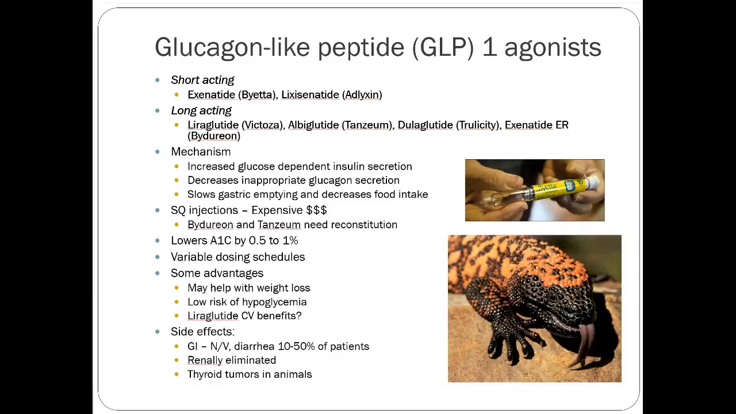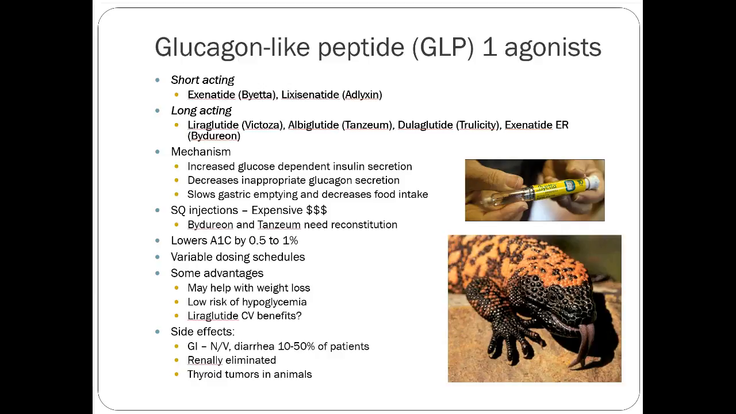Mechanism anyway. So you get increased glucose-dependent insulin secretion, decrease in inappropriate glucagon secretion, and it slows gastric emptying and decreases food intake. So you get some weight loss with these medications as well. Sub-Q injection, these are expensive. You're looking at pretty decent dollar signs, standard biologic pricing, I would say, at like $1,000 plus a month, something like that. Lowers A1C by 0.5% to a full percent. So decent results, again, in line with what we're talking about for different drugs here.